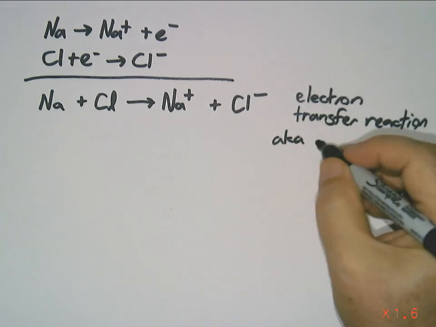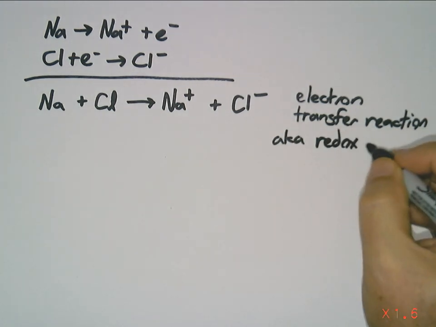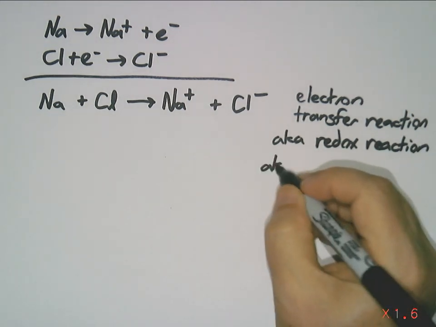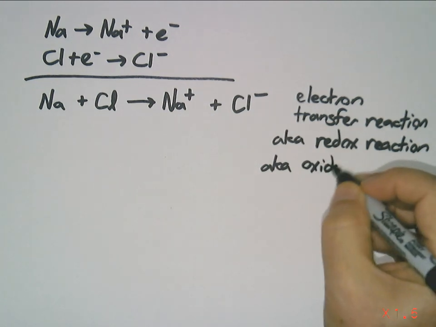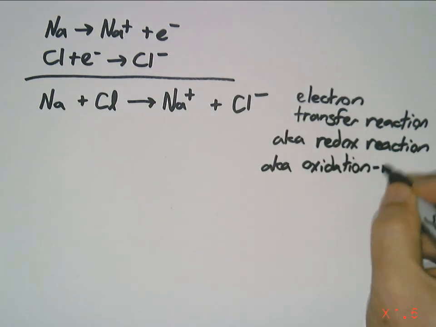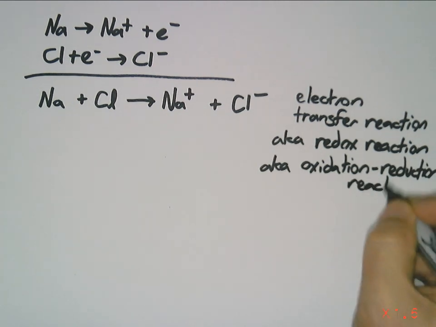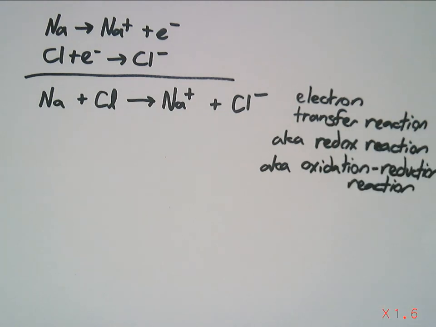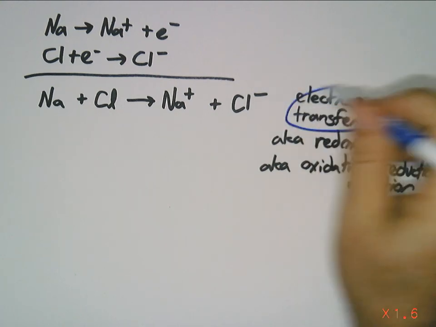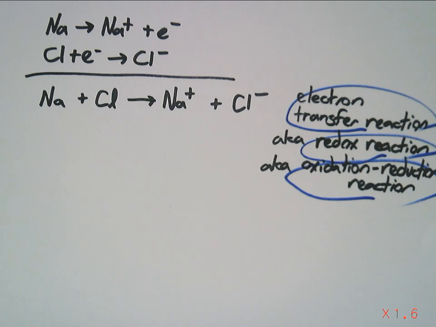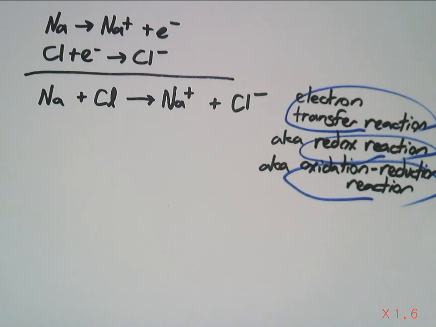And we can call it also known as a redox reaction, or an oxidation reduction reaction. So these are synonyms: electron transfer reaction, redox reaction, oxidation reduction reaction. Those are just 3 different ways to describe this same reaction. You know, any of those is okay.